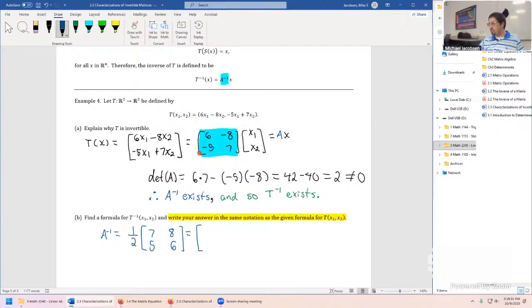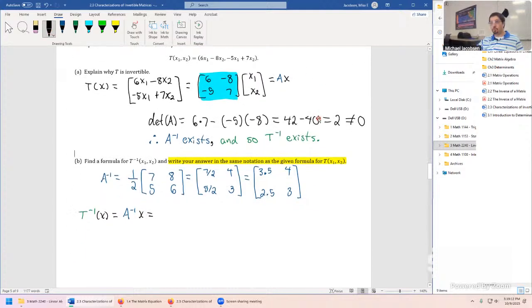I don't think it saves any time to leave the scalar out there. So this becomes 7 halves, or 3.5, 5 halves, 4 and 3. You know, it might be kind of cleaner to actually write it this way: 3.5, 2.5, 4, 3. So there's A inverse. Now to get the formula for T inverse, we can just write that T inverse, that's this part of the theorem here. T inverse at x is equal to A inverse times x.